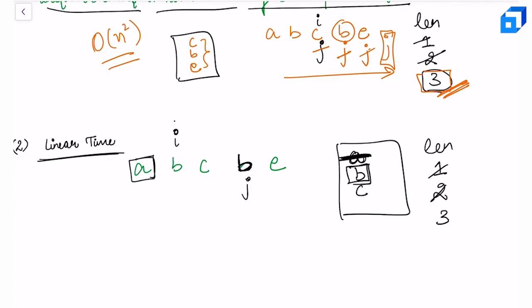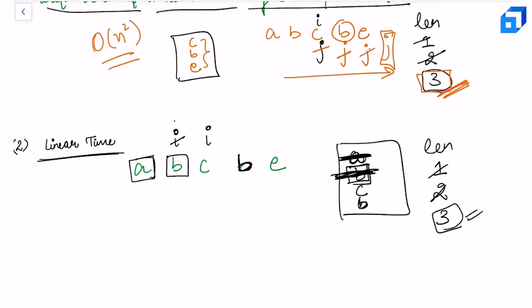Now, the character B is still present in the set, so we need to increase our I further. Let's increase it and remove this B now. Does the character at J exist in the set? Well, no, it's not present. That means this B has just one occurrence now, and let's put it in the set. So we have put the B and the present length is 2, which is less than the maximum length, so we will keep the maximum the same.